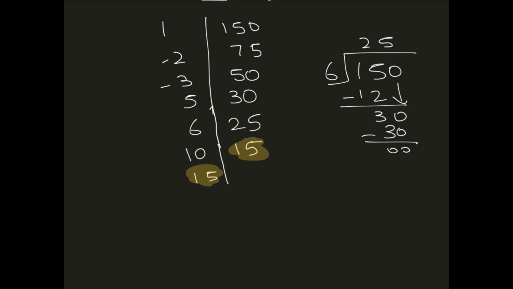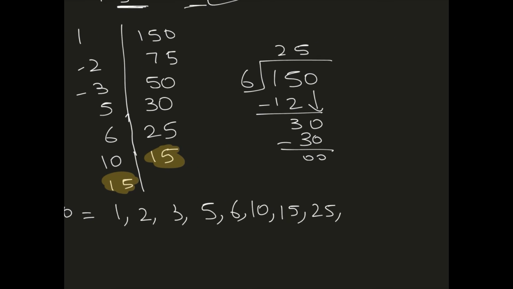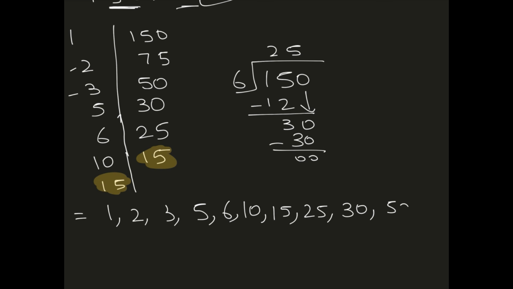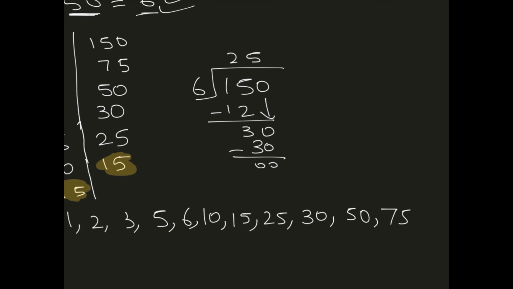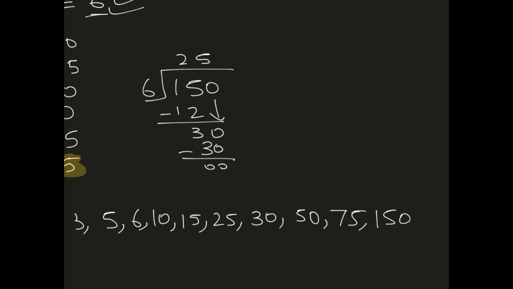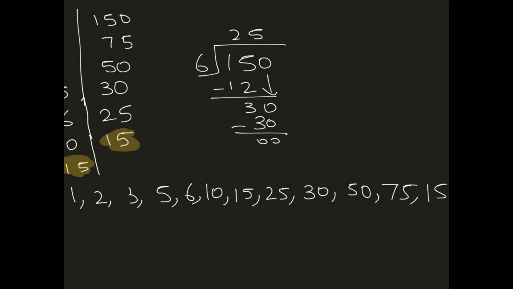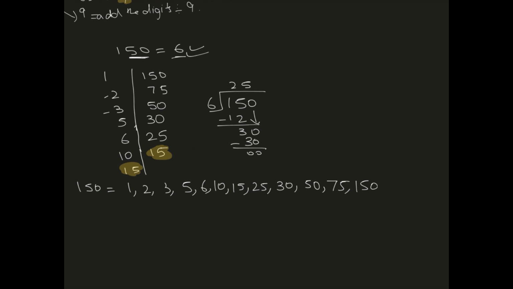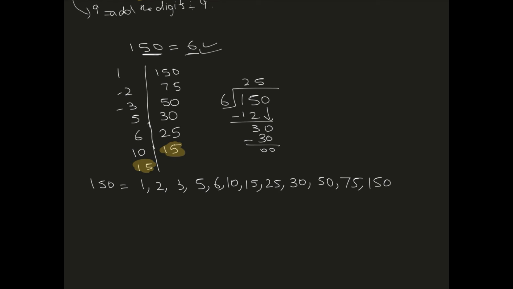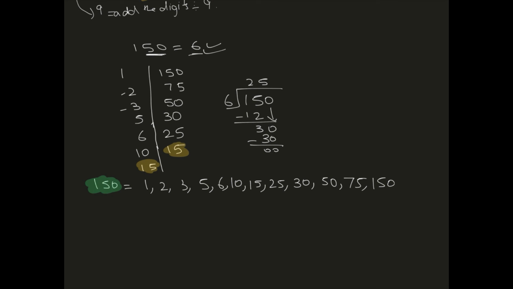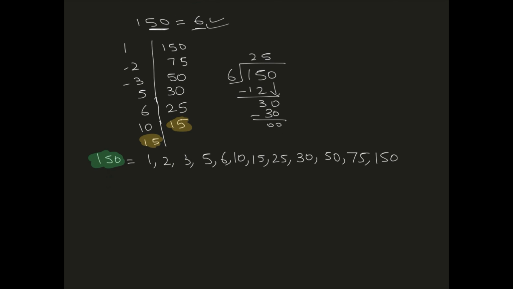So your factors for 150 will be 1, 2, 3, 5, 6, 10, 15, 25, 30, 50, 75, and 150. And since this number has way too many factors, not just 1 and 150 itself, not just 2 exact factors, this means that it is a composite number, right? That's how you can easily list down factors.